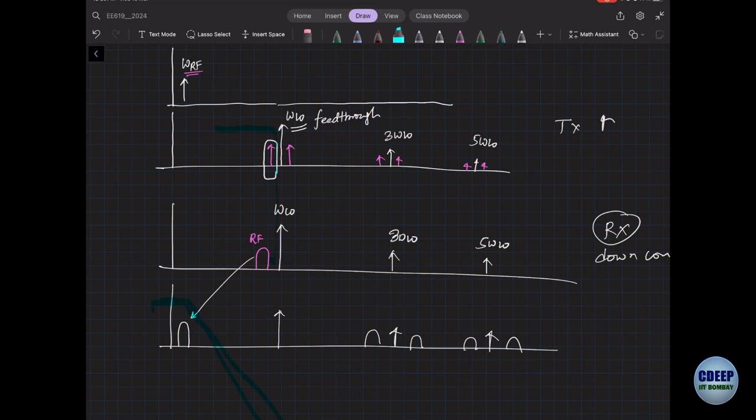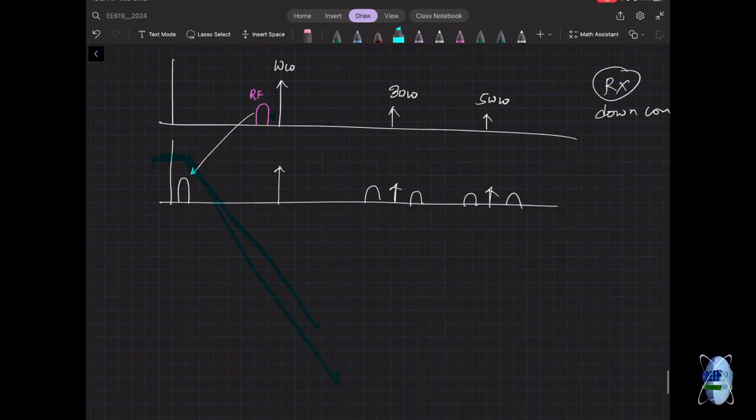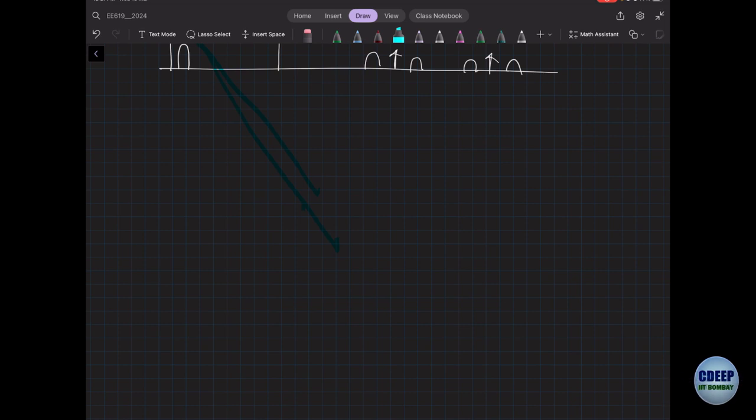Now, coming to your question again, Tejas. Tejas asked me, why are you only using this term? You can use this too, right? But then you need a bandpass filter to take that out. I'm just looking for a spectrum which is at high frequency that I can transfer. Agree?